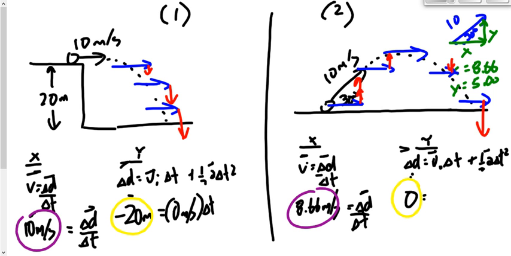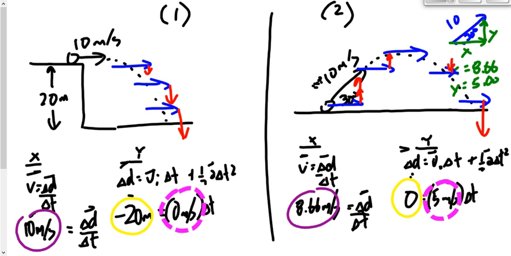How much of that 10 meters per second is y component? We know this, yeah? 5 meters per second times the time. That's the third and final difference. 0 initial y velocity for problem number 1. The y component of 10 initial y velocity for problem number 2, or 5.00 meters per second. Everything else is the same.